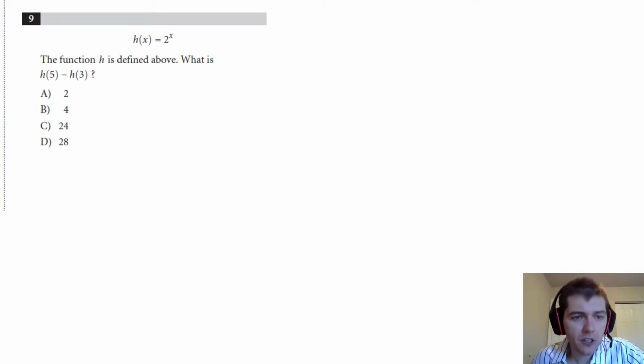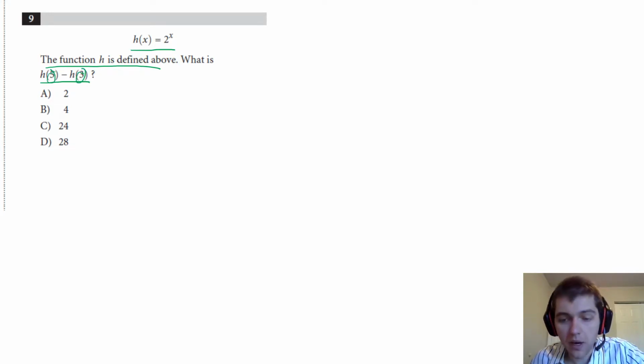Problem 9. The function h is defined above. What is h of 5 minus h of 3? Okay, so they're just asking you to plug in 5, plug in 3, and subtract your two results. So your final result is going to equal h of 5, which will be 2 to the power of 5, minus h of 3, which is 2 to the power of 3.